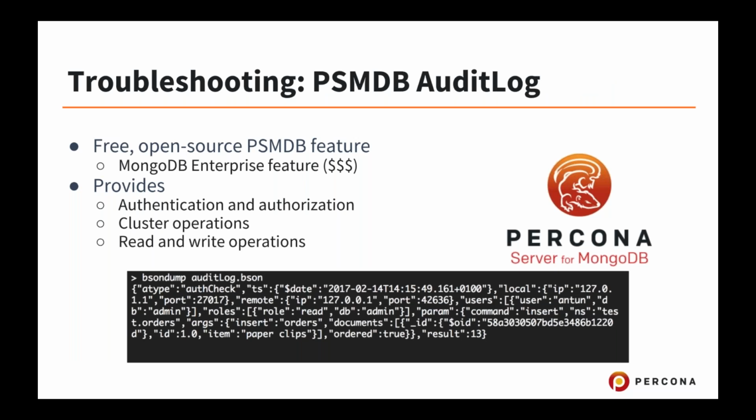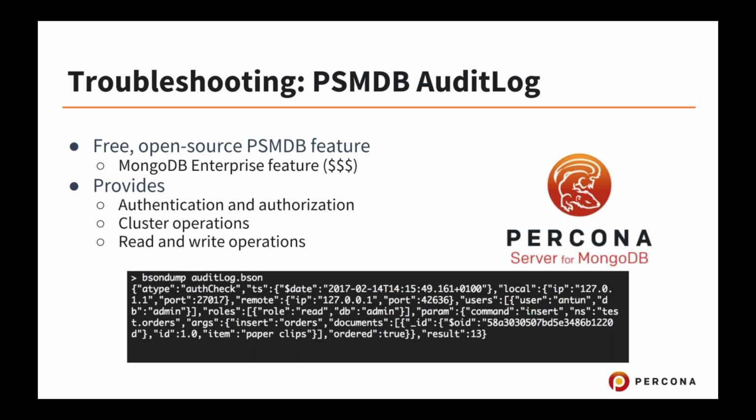Percona Server for MongoDB, PSMDB, has a free open source feature called the AuditLog that was intended to duplicate the auditing feature of MongoDB Enterprise, which you need to pay for support and contracts to get with MongoDB Inc. We have this as a free and open source feature, and it logs to a BSON file on disk. Basically all the operations you would typically want to know about with maybe PCI deployments or tight security deployments that need to kind of see everything that's gone on in the server.